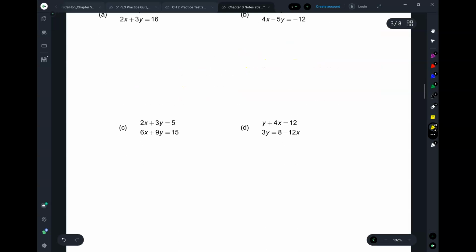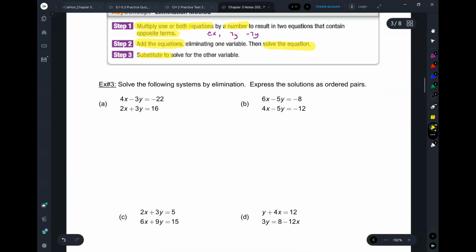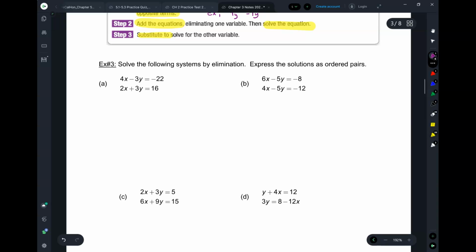So let's do it. This is one of my favorite things to do. Huh? Yeah, because you're on your calculator. Put that down. Thank you.